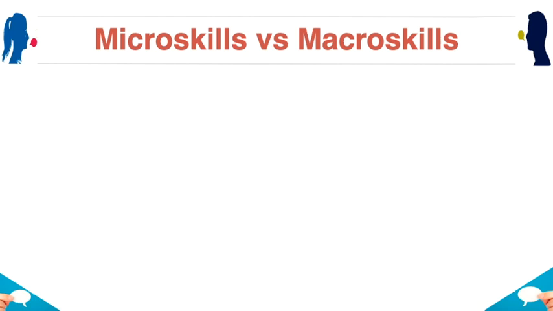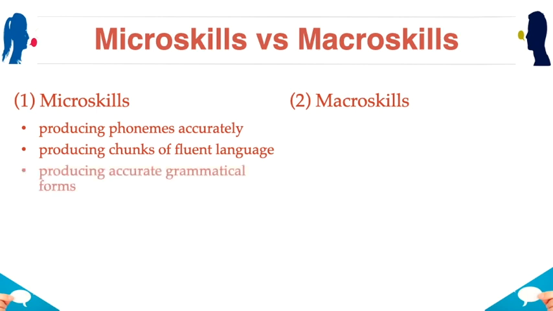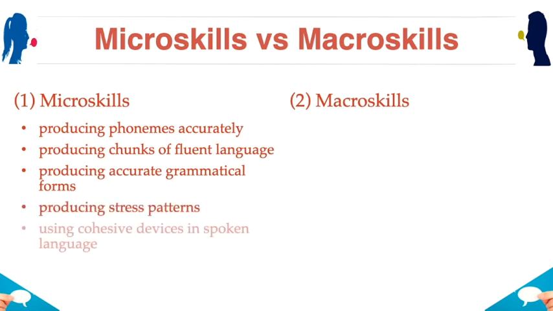Another way to look at speaking assessment is micro skills versus macro skills. Brown and Abeywickrama present a list of such skills on page 186 of Language Assessment. Micro skills include such things as producing phonemes accurately, producing chunks of fluent language, producing accurate grammatical forms, producing English stress patterns, and using cohesive devices in spoken language.